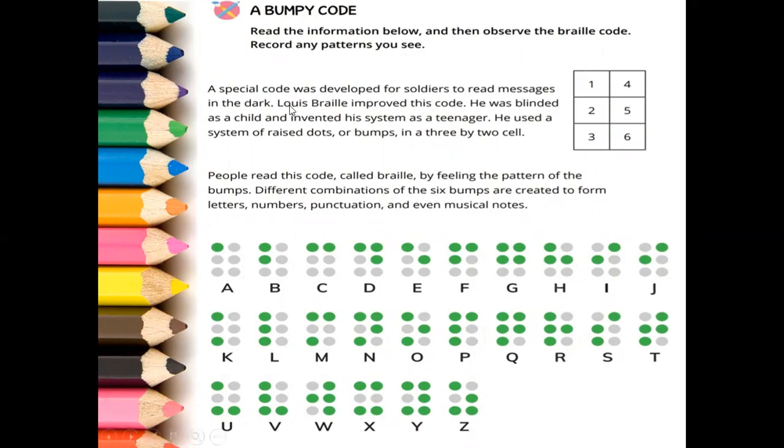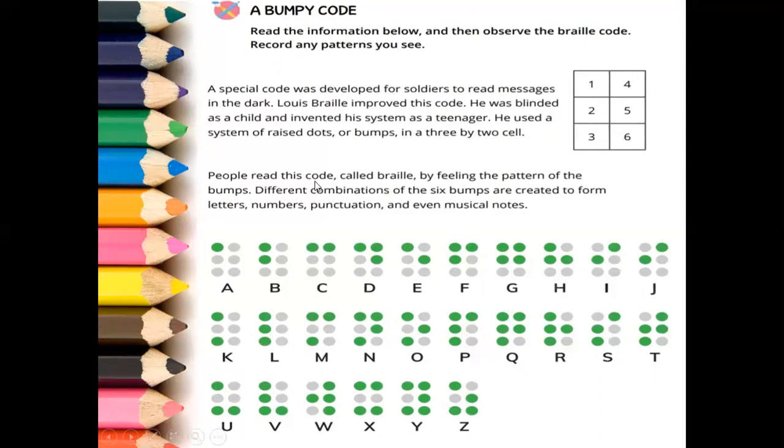A special code was developed for soldiers to read messages in the dark. Louis Braille improved this code. He was blinded as a child and invented his system as a teenager. He used a system of raised dots or bumps in a 3x2 cell. These are 3x2 cells: 3 rows by 2 columns.